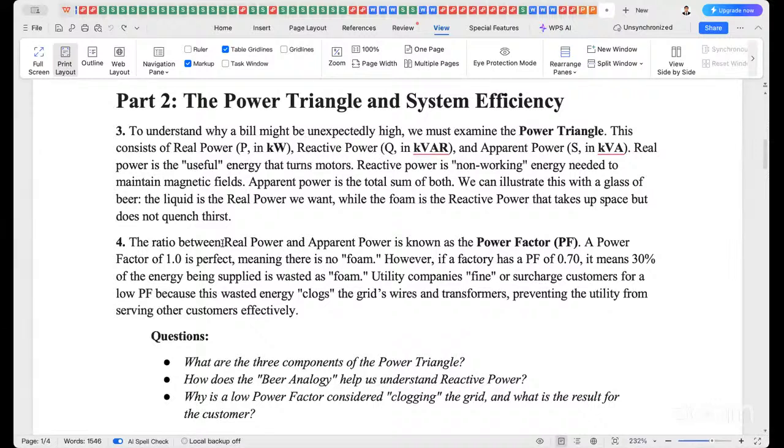Good. Now, how does the beer analogy help us understand reactive power? Let's mute ourselves. How does the beer analogy help us understand reactive power? Okay, Kali, unmute yourself.